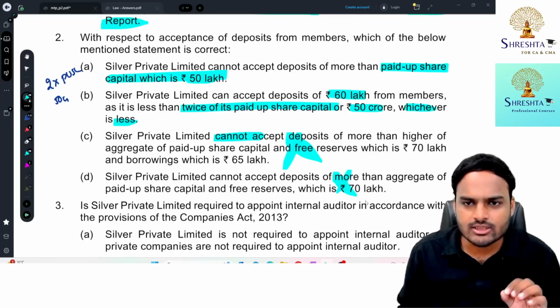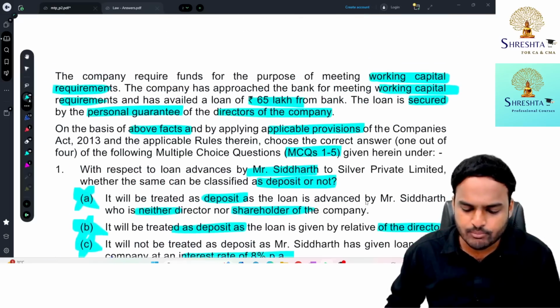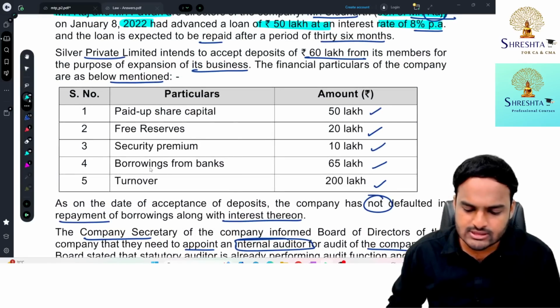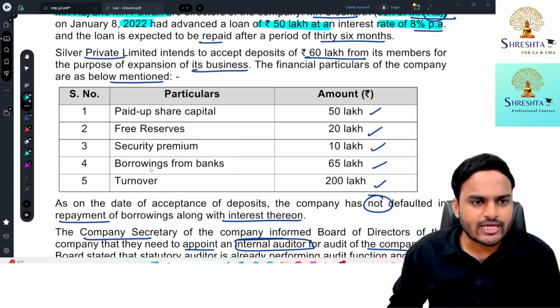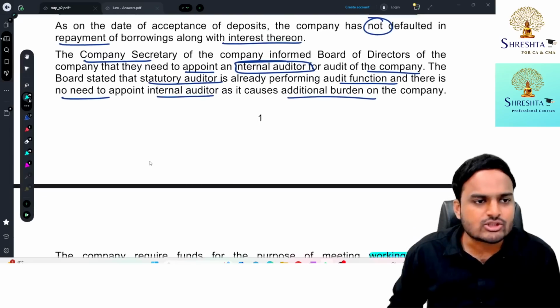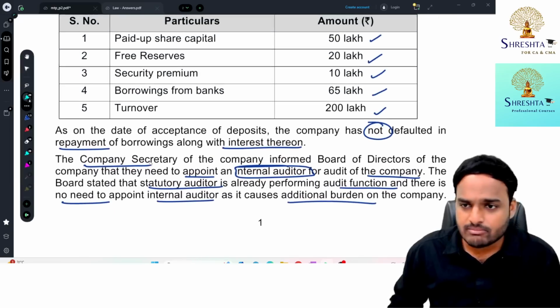Here the proposal of accepting deposits is how much? 60 lakhs, right? 60 lakhs from its members. Paid up share capital plus free reserves is 70 lakhs. It is within the limits only. But the correct option is option B.